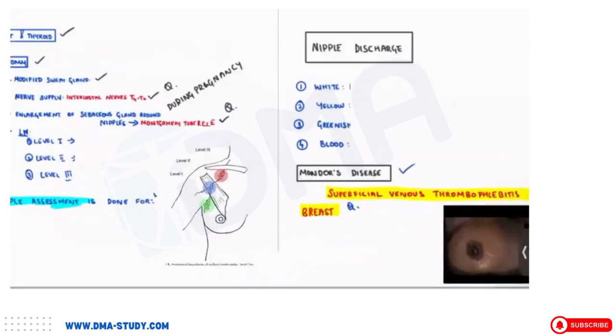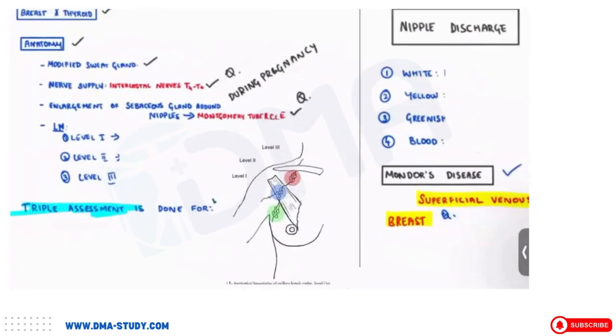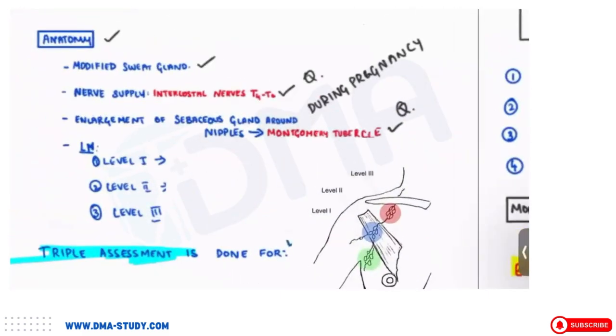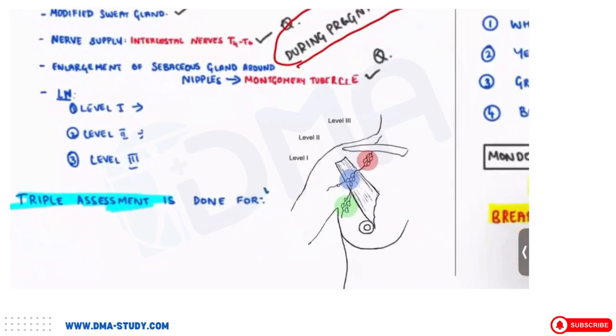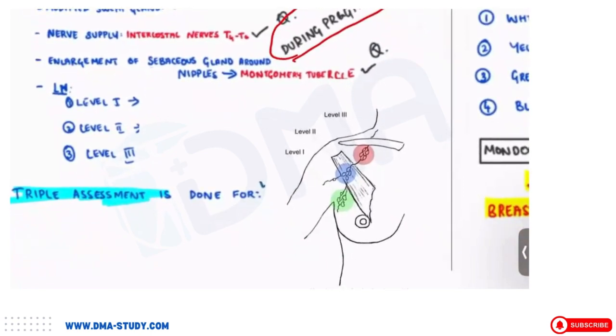Now we move on to the breast and thyroid gland. Speaking about the breast, people, it is a modified sweat gland, which is supplied by the intercostal nerve. There is an enlargement of the sebaceous glands around the nipple, which we call Montgomery tubercles, and these are associated with pregnancy. The lymph nodes of the breast are very, very important, because nowadays they are asking this as an MCQ.